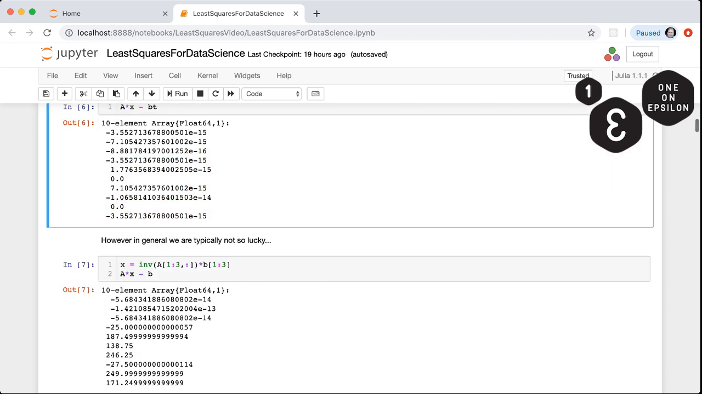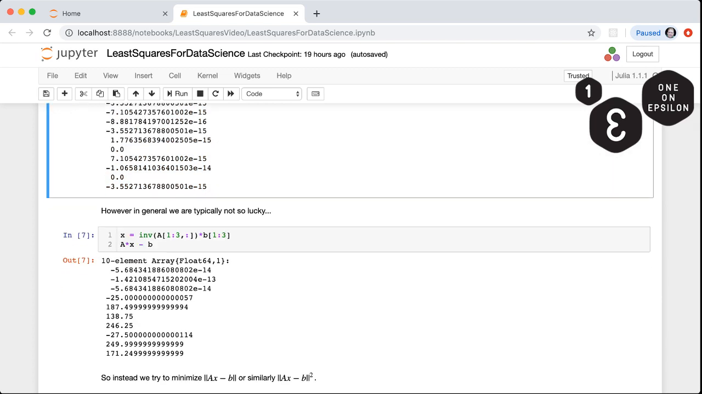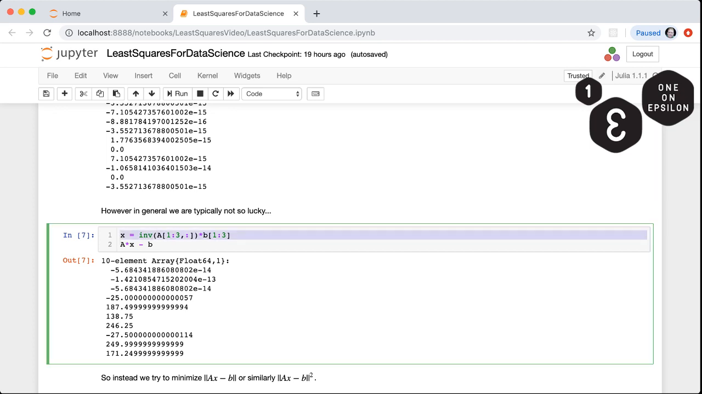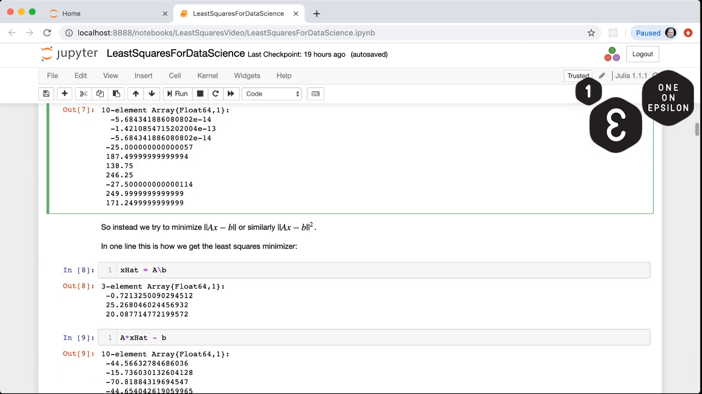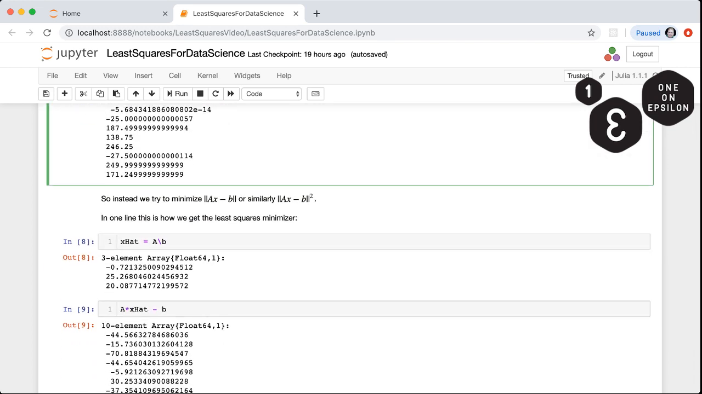However, in general, if we try to find a solution that, for example, satisfies the first three equations, then the first three equations are satisfied, but Ax minus b won't be zero for the other equations. So we can't, in general, solve such systems of equations. What can we do? Well, we can try and minimize the error of Ax minus b by minimizing the L2 norm, or just a norm, or alternatively the norm squared, the sum of squares.